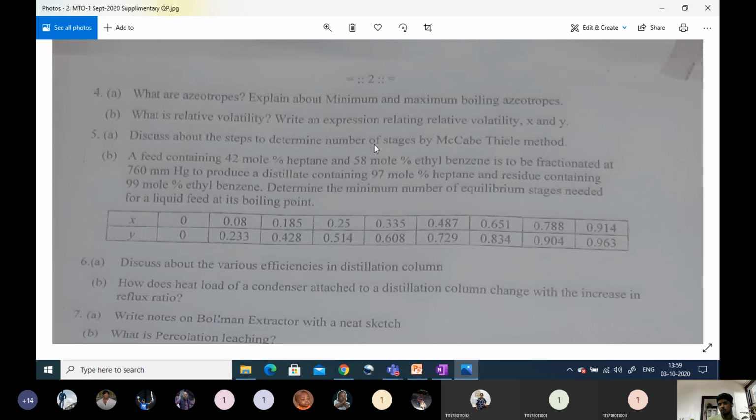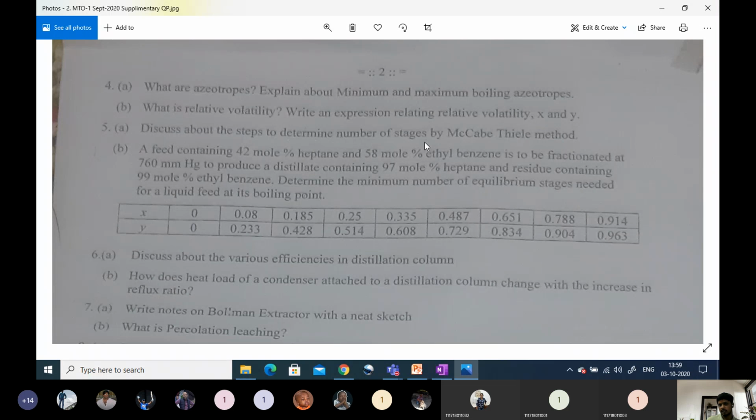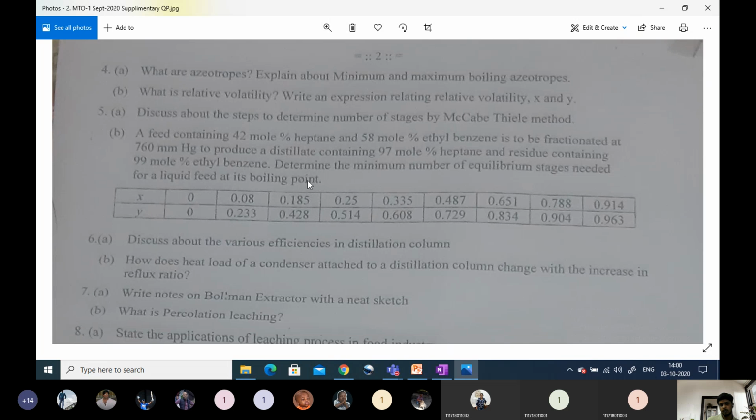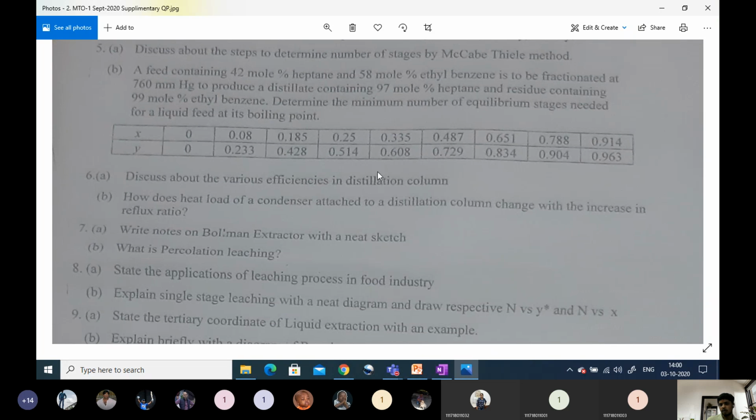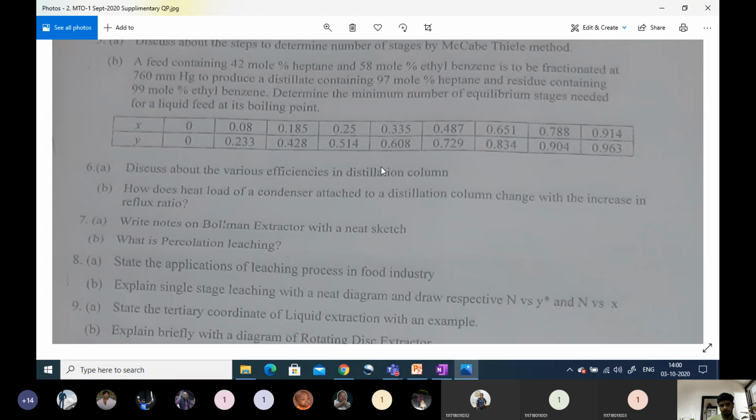Then discuss the steps to determine the number of stages by the McCabe method. Every time they are asking this: discuss the steps to determine the number of stages using the McCabe method. You have to write this, and next, based on this procedure you have to estimate the problem. In this problem, the reflux ratio is missing. So how to estimate that reflux ratio? I will say it in the next class. And discuss the various efficiencies in a distillation column: overall efficiency, Murphy plate efficiency, point efficiency, we will discuss in the next class.